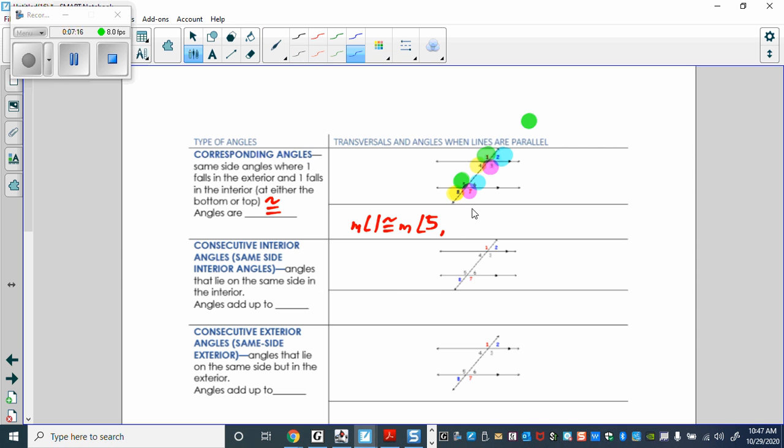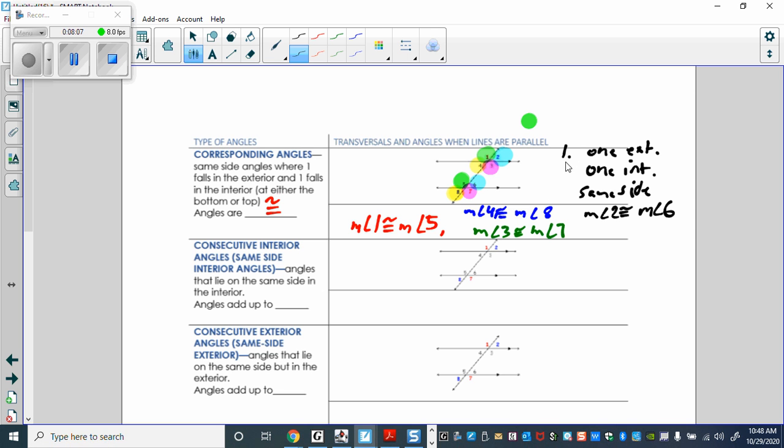So setting this up, I have the measure of angle 4 is congruent to the measure of angle 8. I have the measure of angle 3 is congruent to the measure of angle 7. And lastly, the measure of angle 2 is congruent to the measure of angle 6. So the conditions here: one angle interior, one angle exterior, and on the same side.